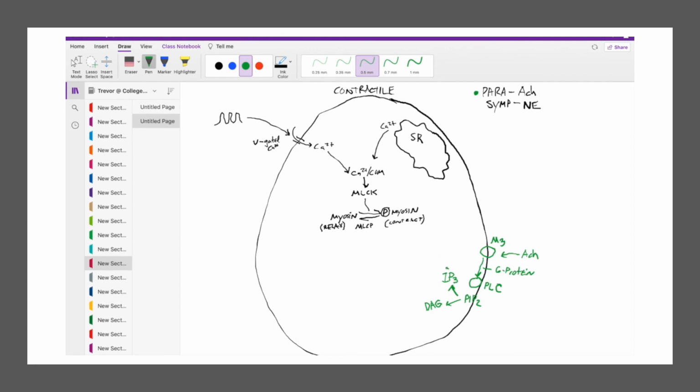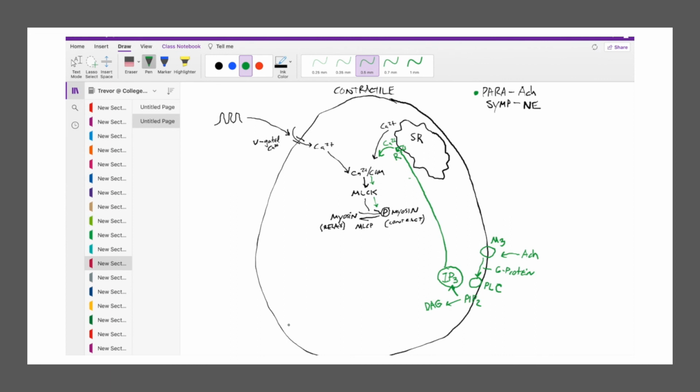Well, IP3, this is what actually goes up to the sarcoplasmic reticulum and binds a channel there, the ryanodine receptor, and allows for more calcium to exit that sarcoplasmic reticulum, which of course is going to lead to increased contraction. We're going to bind more calmodulin, activate more myosin light chain kinase. Okay.